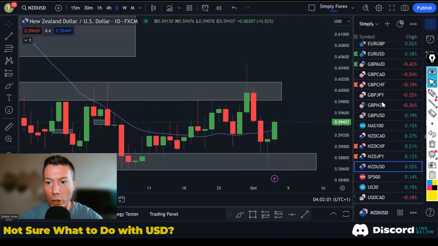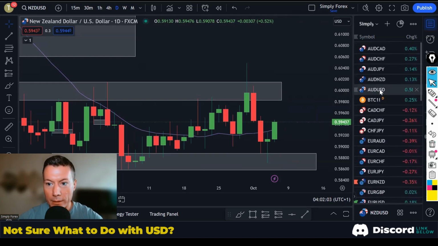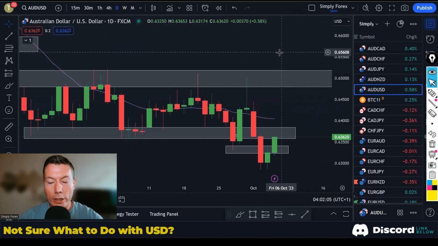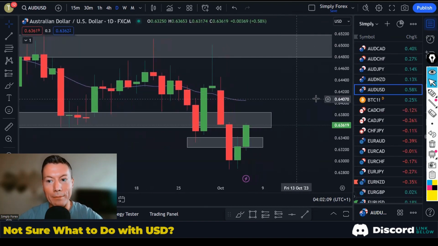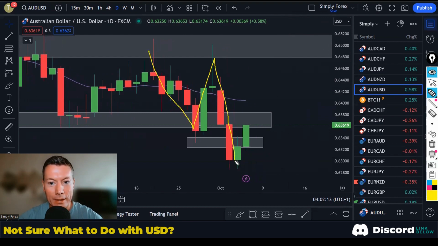Now, if we look at Aussie dollar US dollar, I would try to sell this, which means US dollar strength. What the hell is going on? I think this is potentially a really nice level in here to sell Aussie dollar US dollar back down to here. So answers on a postcard, please. What should we do with US dollar? For that reason, I'm staying away from the US dollar majors.